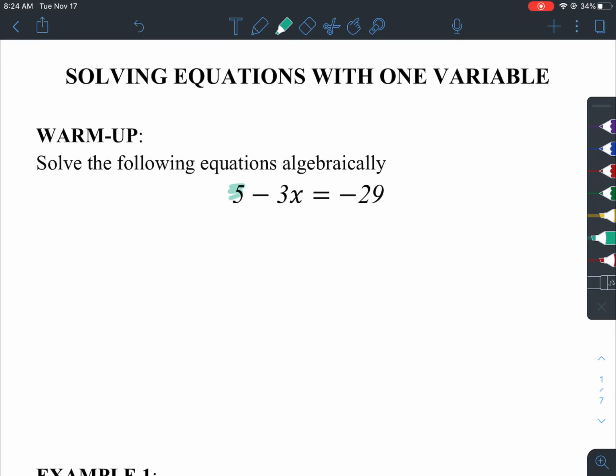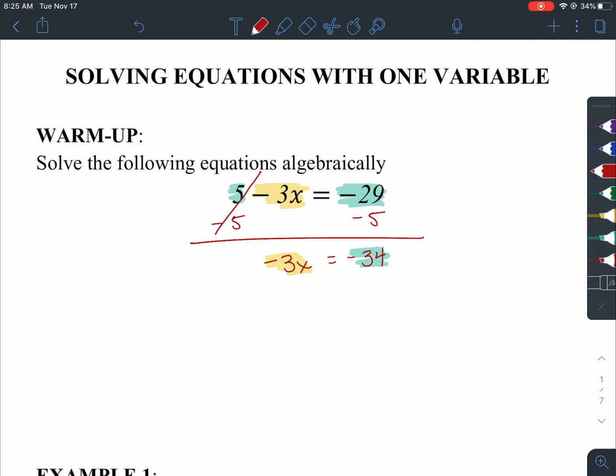We have our coefficients, our constants, and our variables. We want to get all of our variables and constants to one side, so we're going to be subtracting 5. The reason we're subtracting 5 is because that's a positive 5, and we're going to undo that by subtraction. We're going to drop the negative 3x, and then we're equal to negative 34, right? Now we can see that we have our variables on one side and our constants on another.